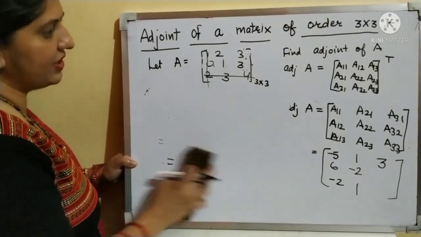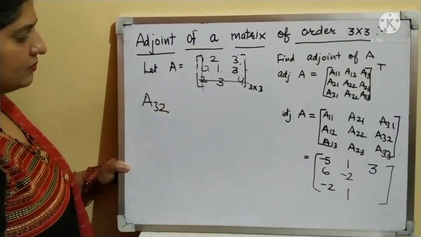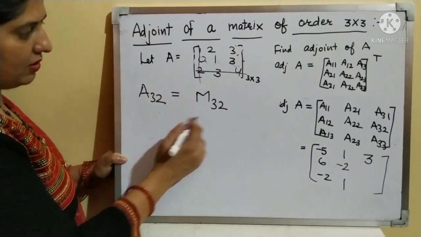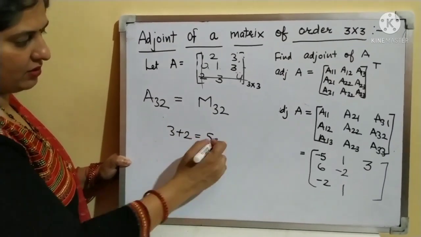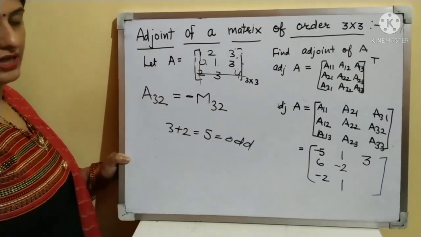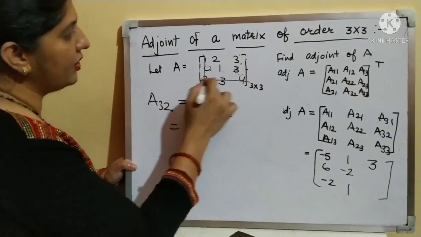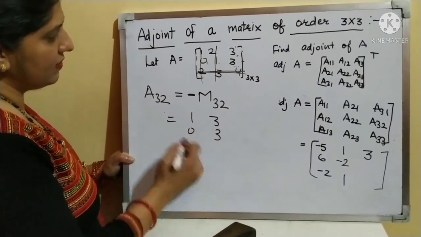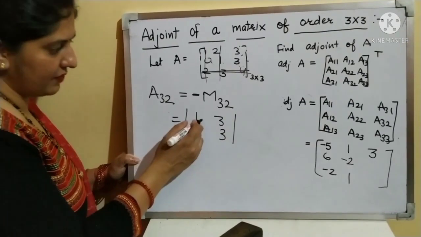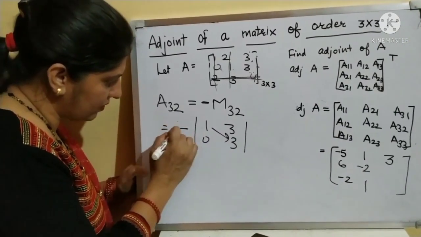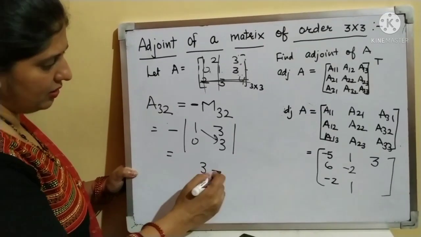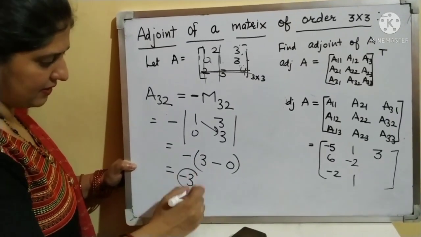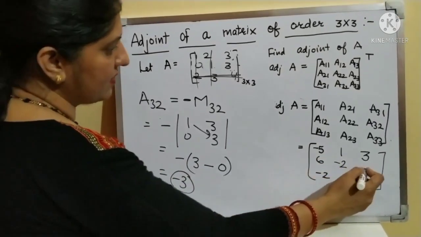In the same way, calculate A32. A32 is equal to the minor of the corresponding element. Sum of suffix is 5, which is odd, so sign will be negative. Delete third row, second column. Write all other entries as it is. Take the determinant. 1 into 3 and use negative sign also. 1 into 3, 3. Minus 0 into 3, 0. Use negative sign. We get minus 3. So A32 is minus 3.